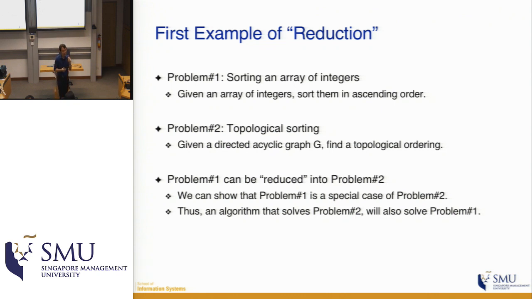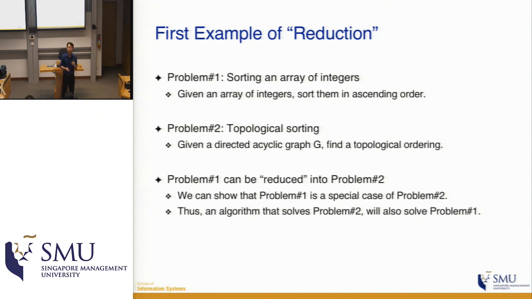The second problem is a different problem, which is topological sorting. Topological sorting is that, given a graph, we are going to find a topological ordering. Now, we will show that we can reduce problem 1 to problem 2. When we say reduce, it means that we are going to express problem 1 as a special instance, a special case, of problem 2. If it is a special case, it means that any algorithm for problem 2 will also solve problem 1.